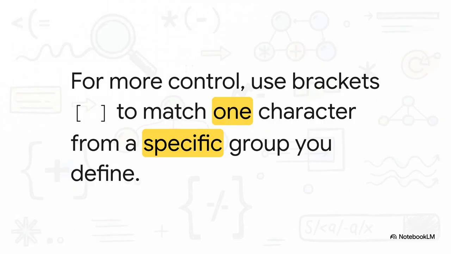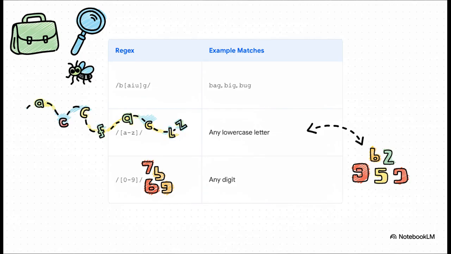Okay, so a wildcard is cool and all, but sometimes it's a little too wild. What if you want to match a character, but only from a specific list of options? That is where character sets, defined by these square brackets, come into play. Now this is where you get some serious control. The pattern /b[aiu]g/ will match bag, big, or bug, but it won't match bog or beg. You can also define ranges, which is super useful. So [a-z] means any lowercase letter, and [0-9] means any single digit. It's all about being precise.